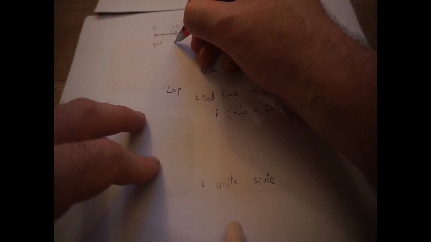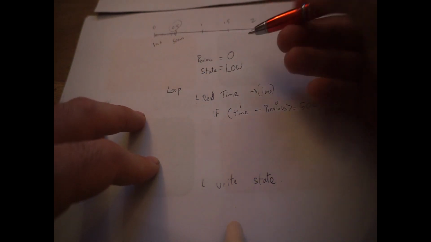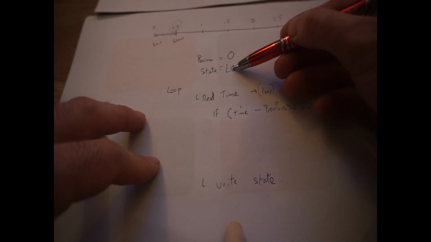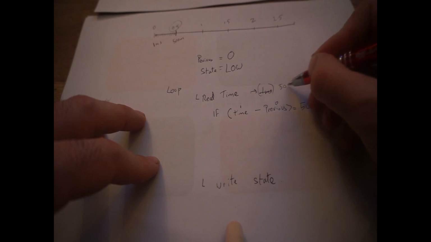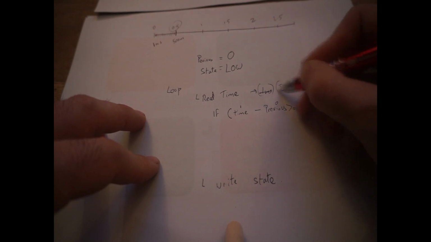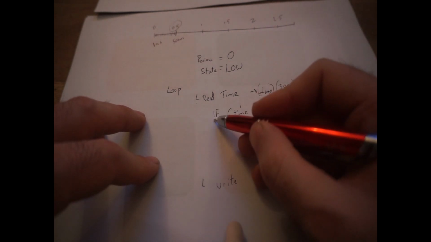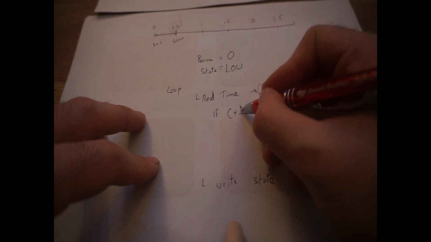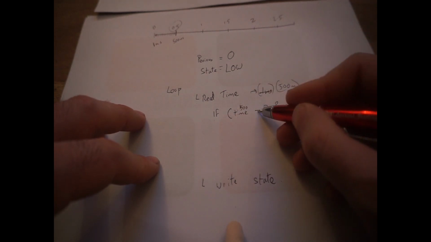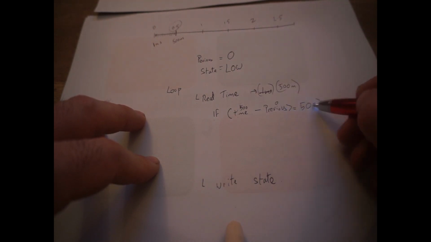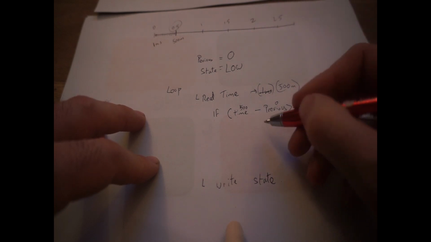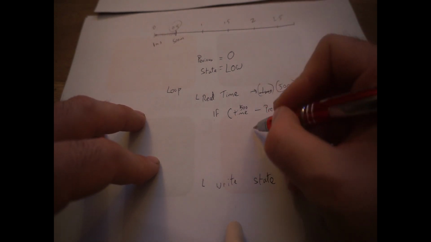We're now at 500 milliseconds. So we come along here, it's still previous, it's still off. We read the time. It is now 500 milliseconds past. So if the time, which is 500 at the moment, take away the previous, which is still 0, is greater than or equal to 500, then we do what's in this statement. So we're actually going to go in here now.